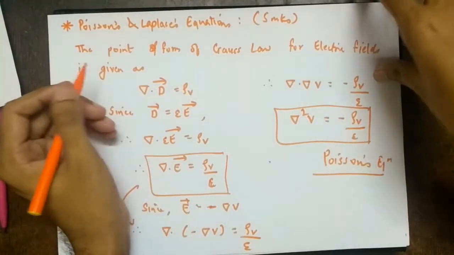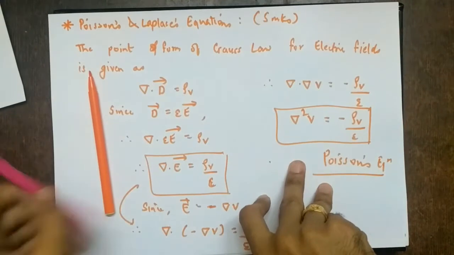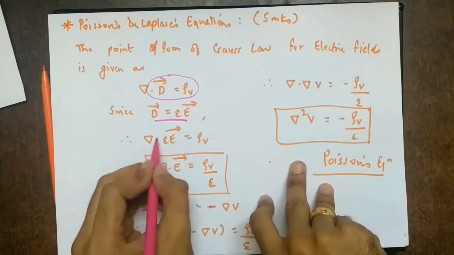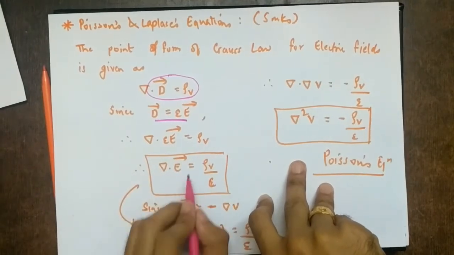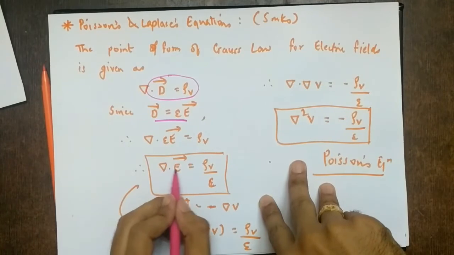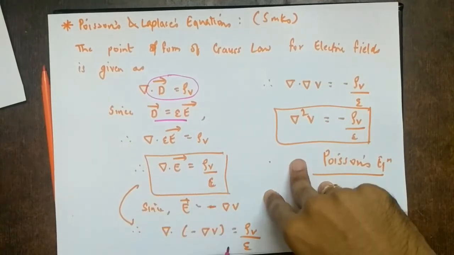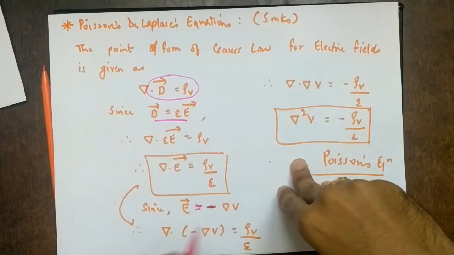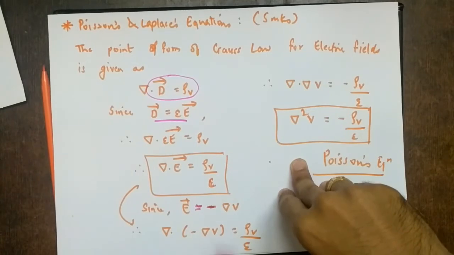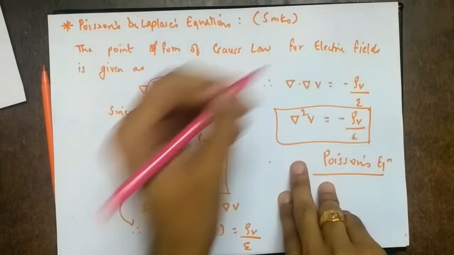Isn't it a very simple derivation? What I have done, I have started with point form of Gauss law. Then I know D vector is epsilon E vector, so del dot epsilon E vector is rho v. Epsilon is constant, so I take it out because these are vectors, these are scalars. So del dot E vector is rho v by epsilon, right? Since E vector is equal to minus gradient of V, I substitute here. So del dot minus gradient of V is rho v by epsilon. So I take the minus here, minus rho v by epsilon.